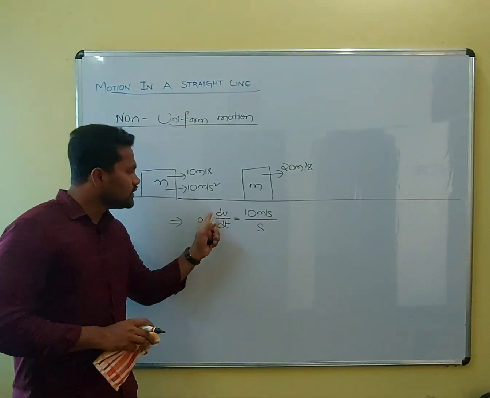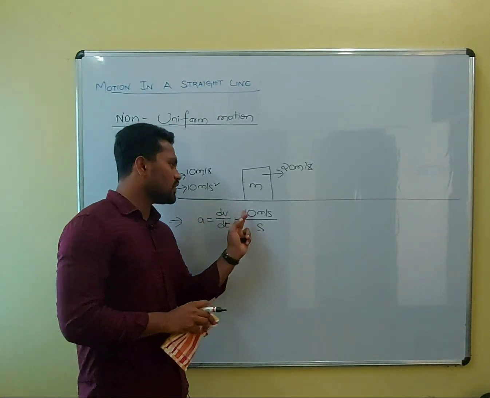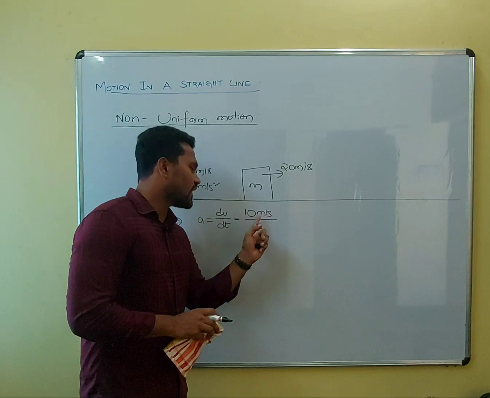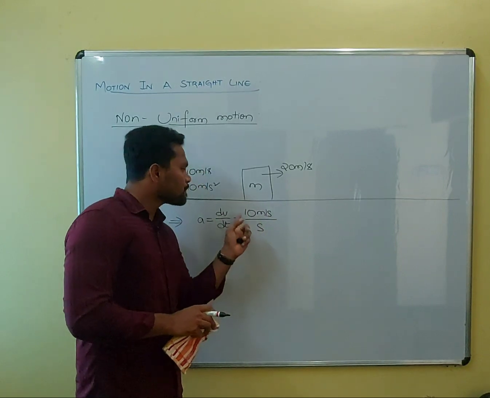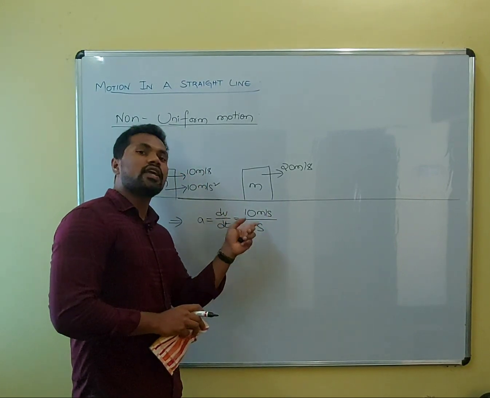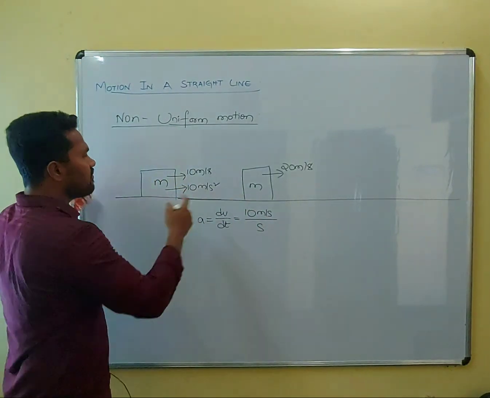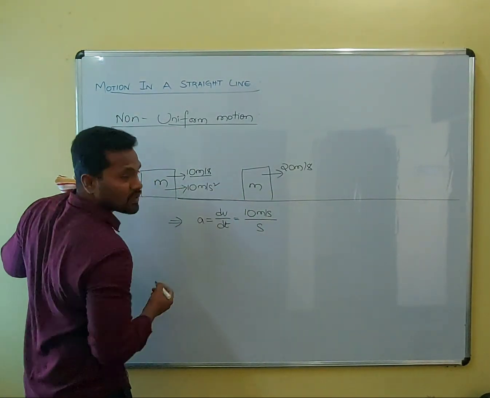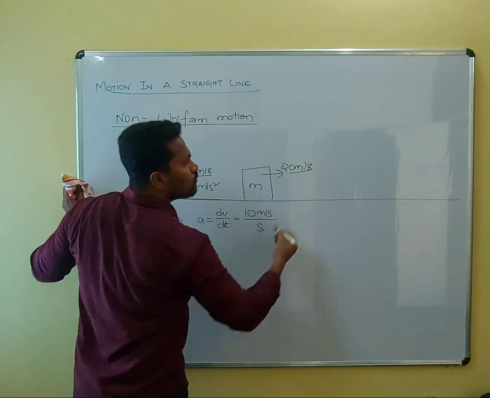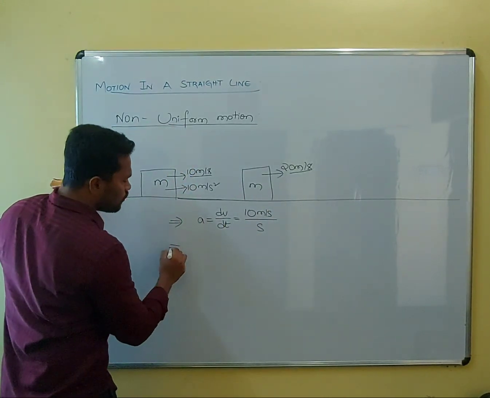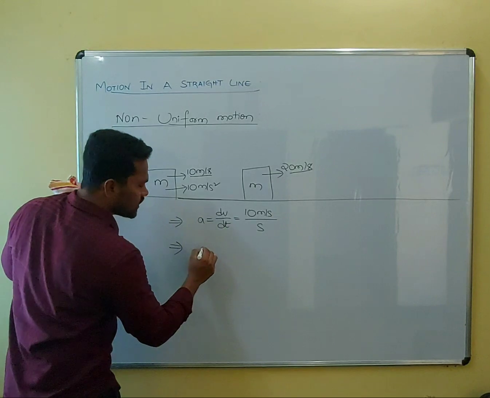Acceleration is equal to change in velocity by change in time, right? That is equal to 10 meter per second per second. It means velocity of the object increases by 10 meter per second for every 1 second. Are you getting the difference? So initial velocity is 10 meter per second. Final velocity is 20 meter per second. If you want me to prove it with the help of equation, I will do that.